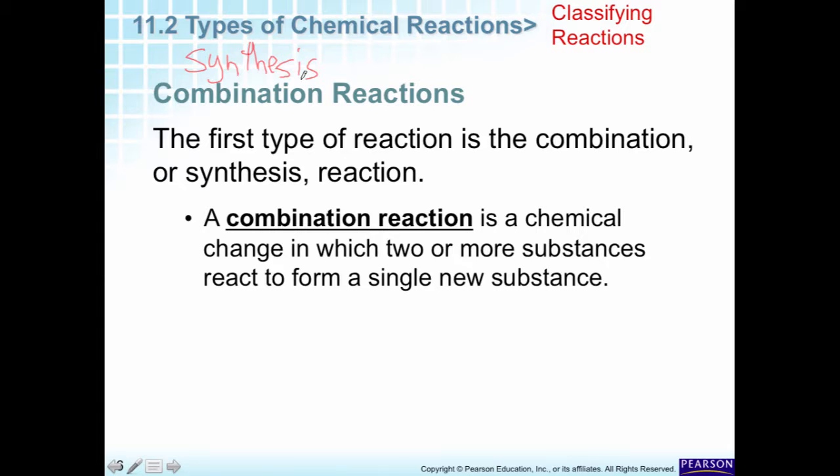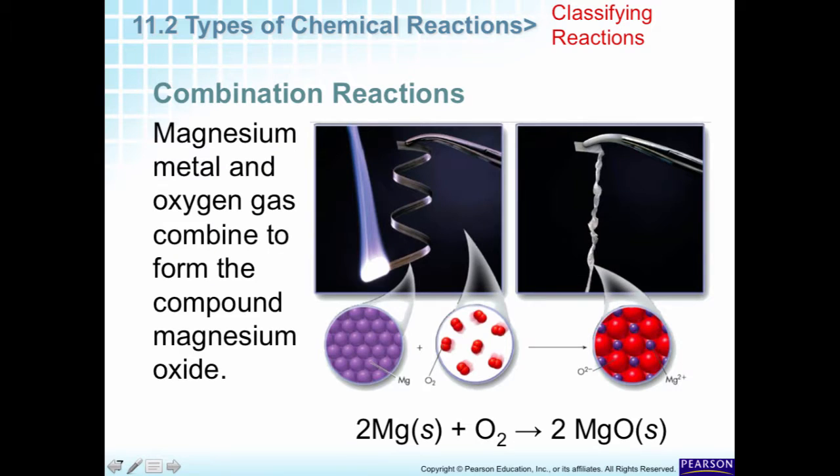As you can see, they even agree with me. They just like to use combination. I think synthesis is much better. A combination reaction is a chemical change in which 2 or more substances make one. You take a bunch of things and make a single thing. So if you were building a house, you take wood, you take nails, you take all these things, put them together, and you get a house. That's what a combination reaction is.